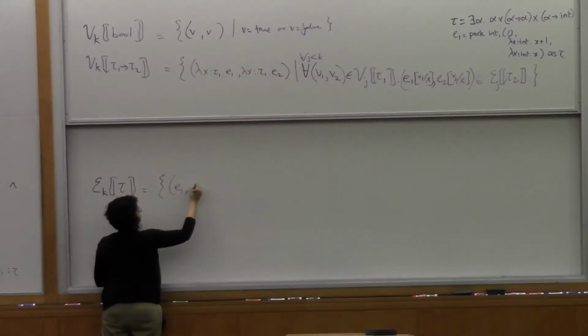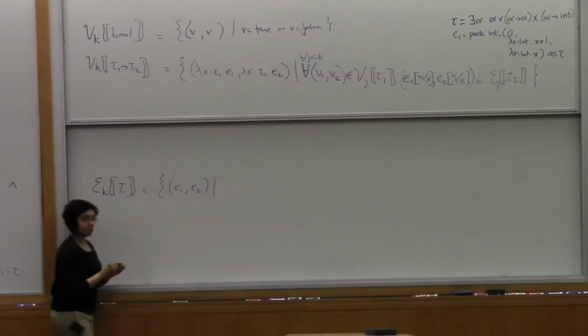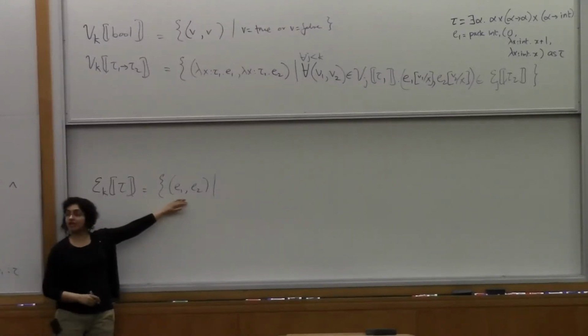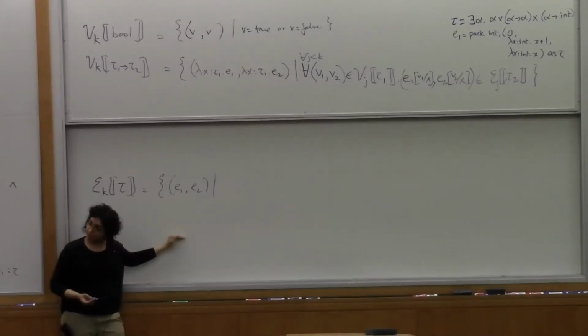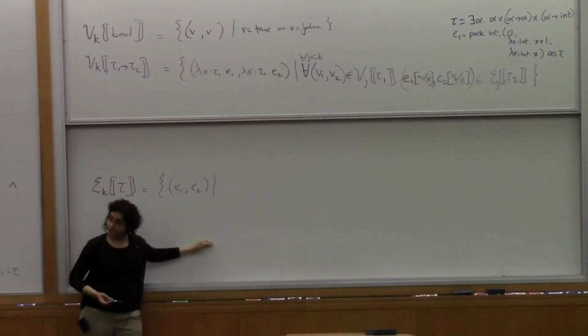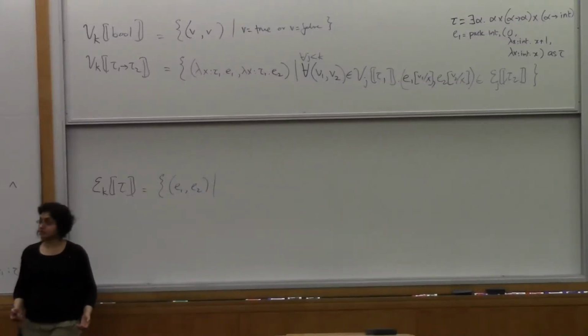Now we have expressions E1 and E2. And what we want to capture here with this relation is the notion of approximation, not equivalent. So we want to say that if E1 terminates, then E2 will terminate. And you will get related values.